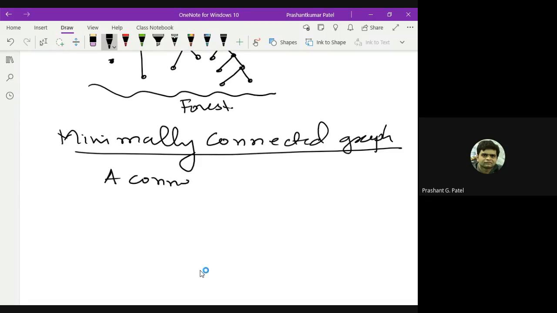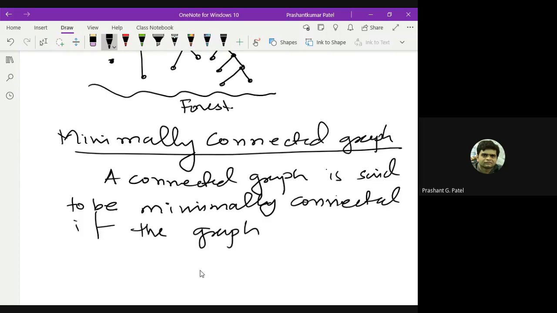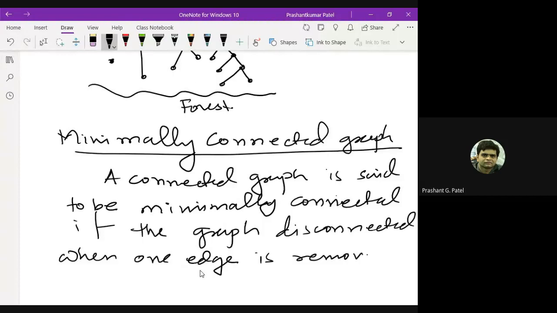A connected graph is said to be minimally connected if the graph becomes disconnected when one edge is removed. If you remove one edge and the graph becomes disconnected, then it is called a minimally connected graph. So what I can say, a tree is a minimally connected graph.